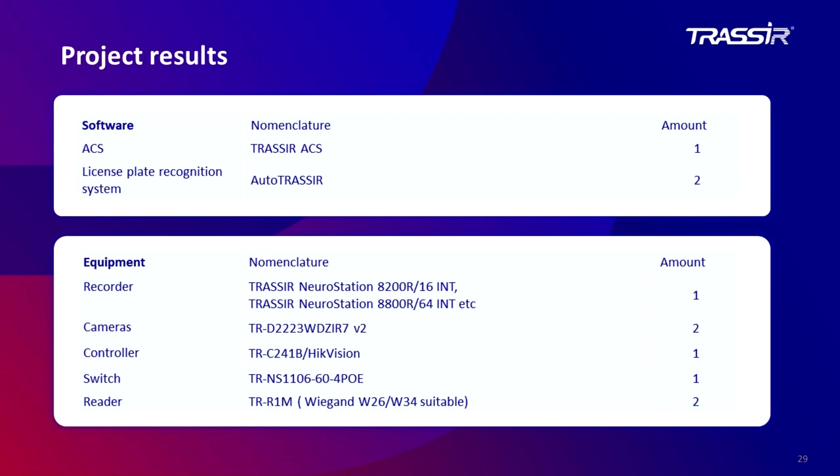And so, the results of the project are as follows. The software we need: one licensed TRASSIR access control and management system, and two licensed plate recognition systems AutoTRASSIR. And equipment: server, cameras, controller, switch, reader, the nomenclature of which you can see on the screen.